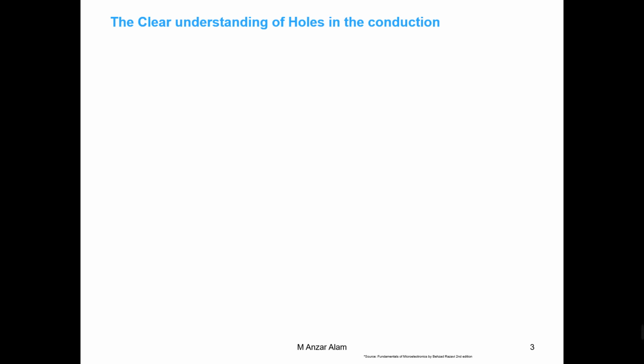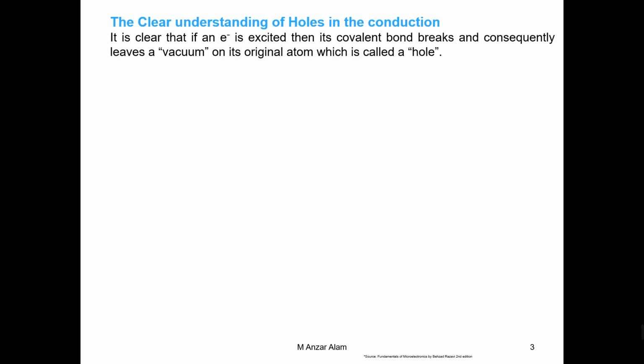We know how the electrons contribute in the conduction, in the flow of the current. Now this time we will understand how the holes contribute in the conduction. Let's see. It is clear that if an electron is excited, then its covalent bond breaks and consequently leaves a vacuum on its original atom, which is called a hole. Hope you understand about the vacuum.